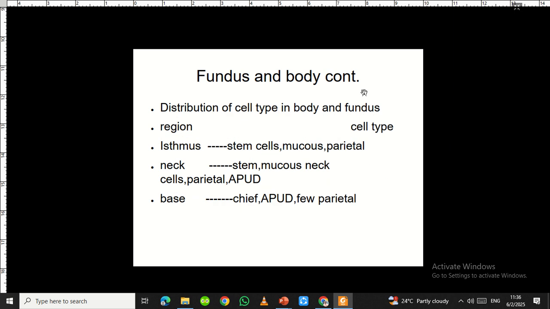Right, so the distribution of these cell types in the body and the fundus is very important for you to know. So the cells that are going to be found in the isthmus are your stem cells, your mucous neck cells, and some parietal cells, right? And then at the neck, you're going to have the stem cells, mucous neck cells, and some of your parietal cells as well. And then at the base, the chief cells are mainly located, with some few parietal cells.